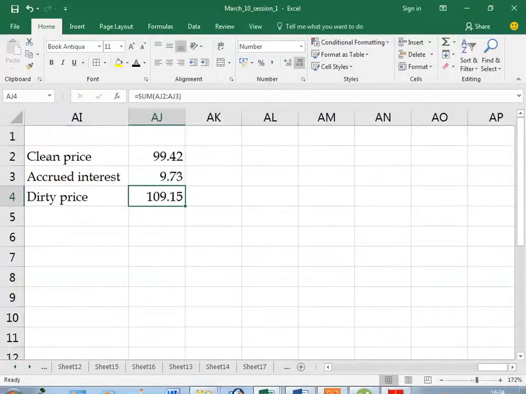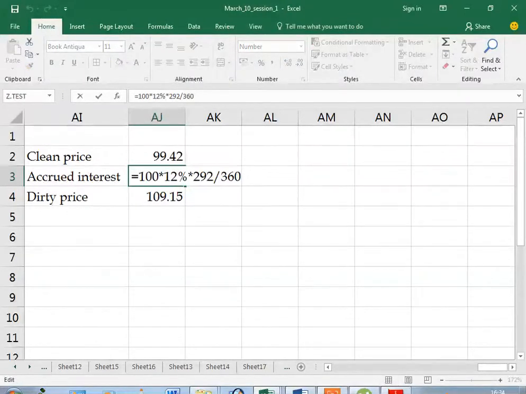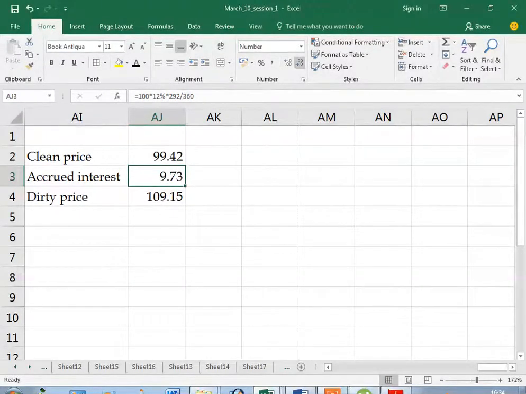Any doubts on this? Divide by 360, you did? 100 into 12% into 292 days. Any doubts on this? Can you proceed?